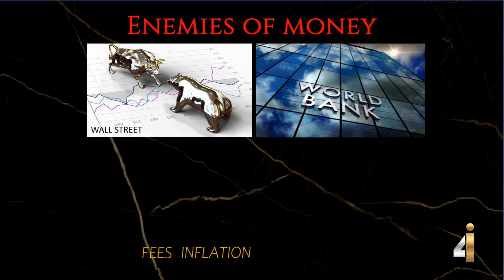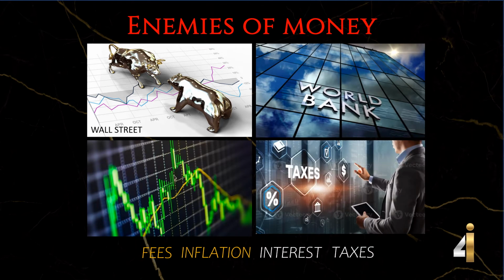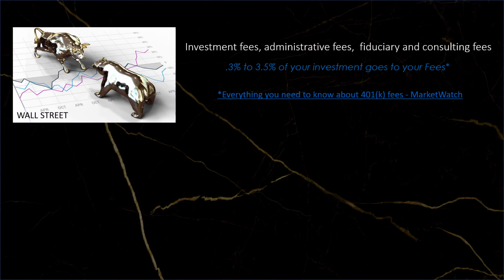So who are the enemies of money? Fees, inflation, interest, taxes. Fees are one of the enemies of money. In fact, in your retirement plan right now, there could be investment fees, administrative fees, fiduciary, and consulting fees, and it may range from 0.3% to 3.5% of your investment.